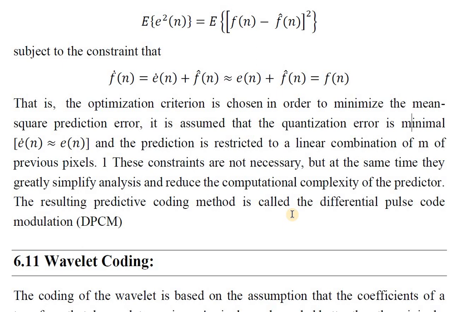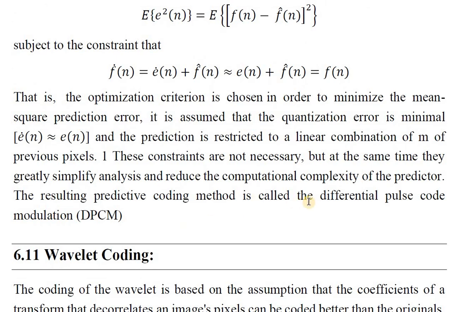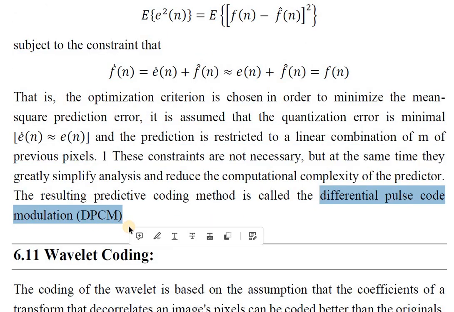However your predictor is working, it should not be very complicated. Okay? And once we are having this criteria in place, using optimal predictors, this technique is called differential pulse code modulation, DPCM.